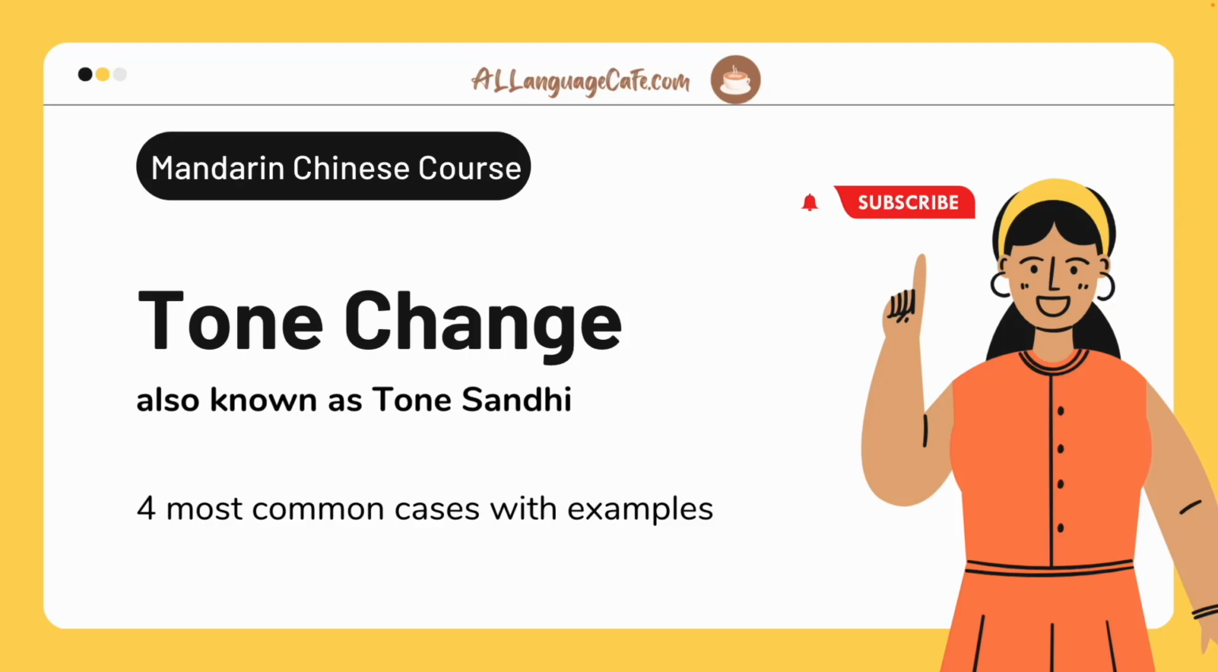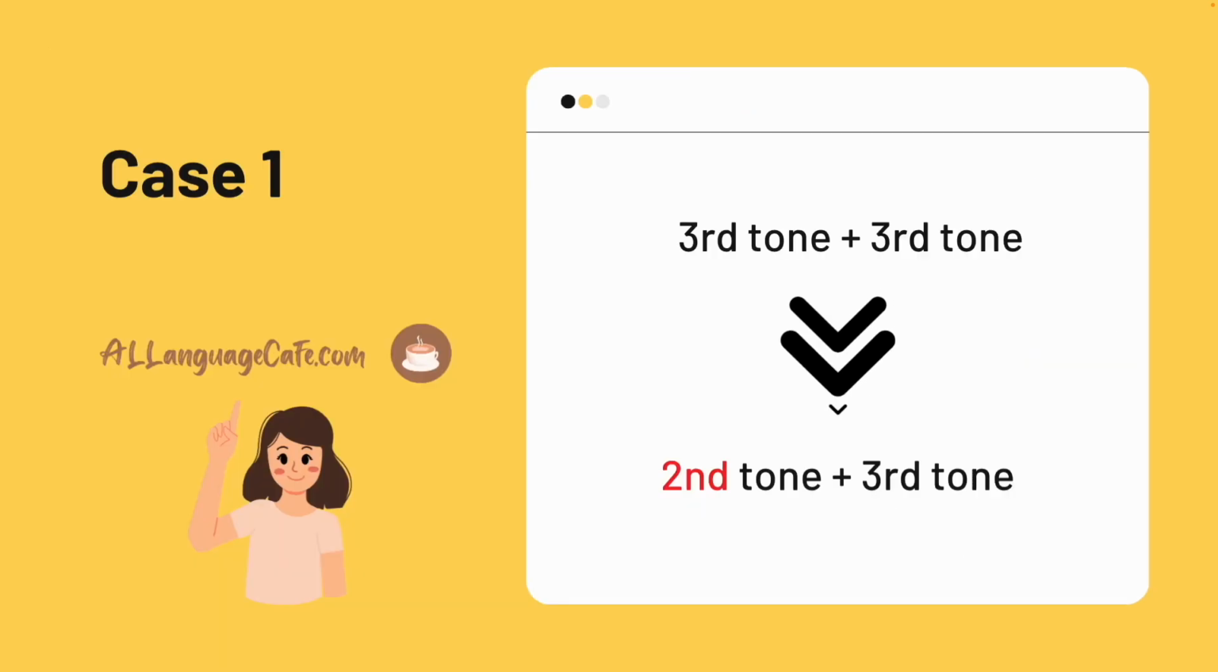Tone change is a special occurrence that happens in a tonal language, such as Mandarin Chinese, where the tone of a character changes depending on the adjacent word. In this video, we're going to learn 4 most common tone changes. Case 1. Third tone and a third tone.